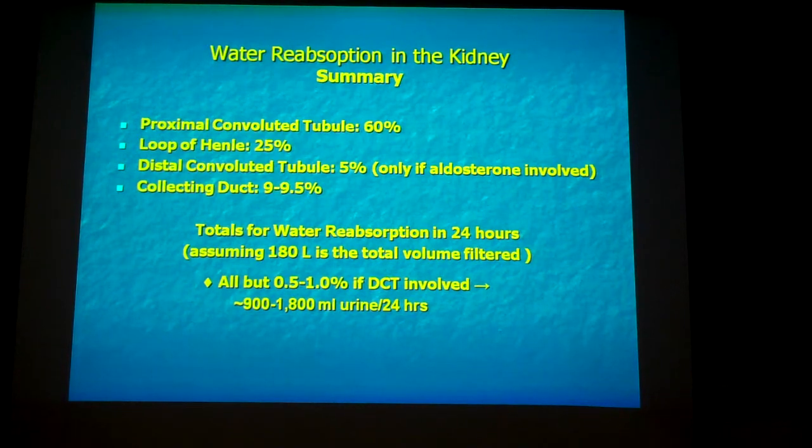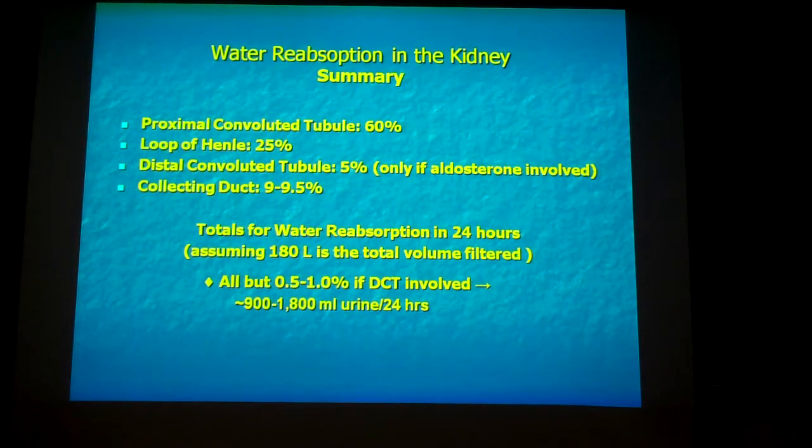Proximal convoluted tubule, 60%. Loops, 25%. Distal convoluted tubule, let's say that aldosterone is operational, 5%. Collecting ducts, as much as 9 to 9.5%. And I didn't put, we'd have to have an antidiuretic hormone in play here. So, the totals for water reabsorption in 24 hours.